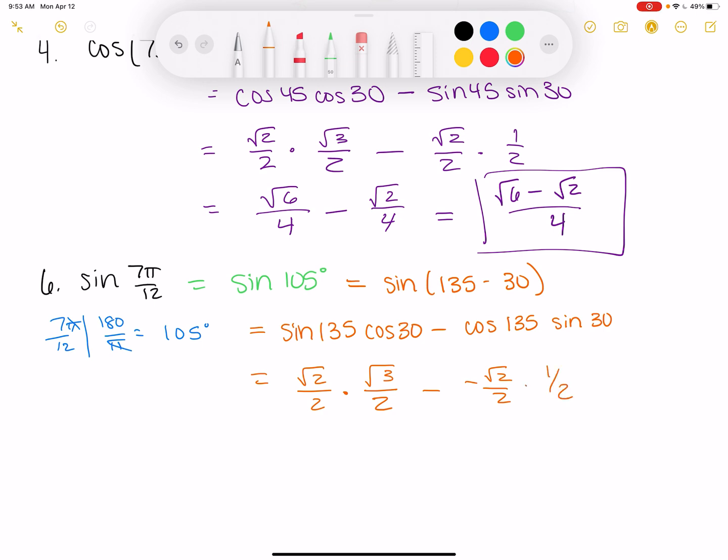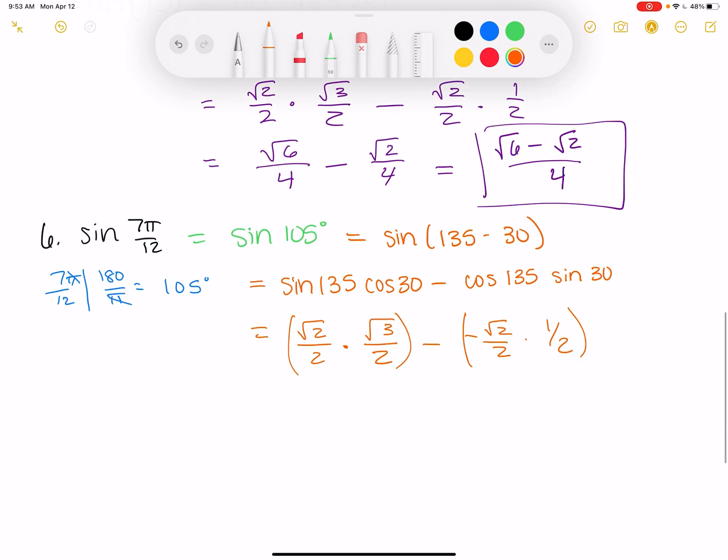Make sure you keep up with the fact that these things are grouped. I am going to end up with 2 negatives here, so make sure you're paying attention to those signs. On the left parentheses, what do I have? Square root of 6 over 4. The 2 negatives cancel, giving me a plus, and then over here I have root 2 over 4. It's a little different from the last answer.